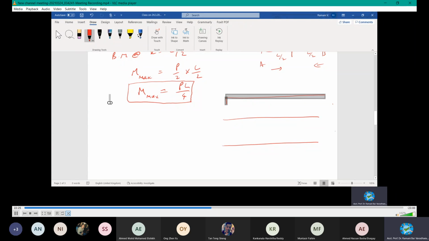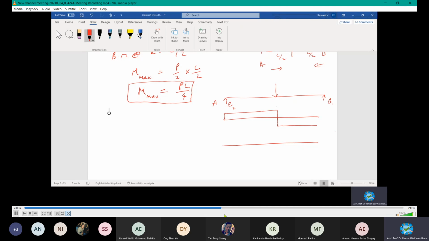You have the diagram. Oh, how much is it? Here, there is another P by 2. There is a downward load, another downward load. P by 2 is added. So add another P by 2 here. So the line will go here, right? And then it maintains the same value until this point.